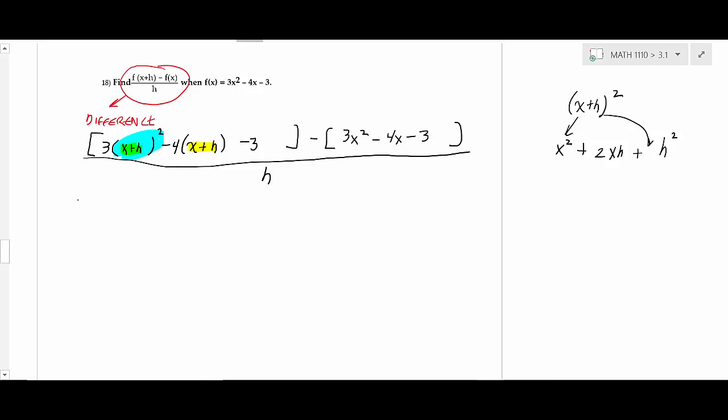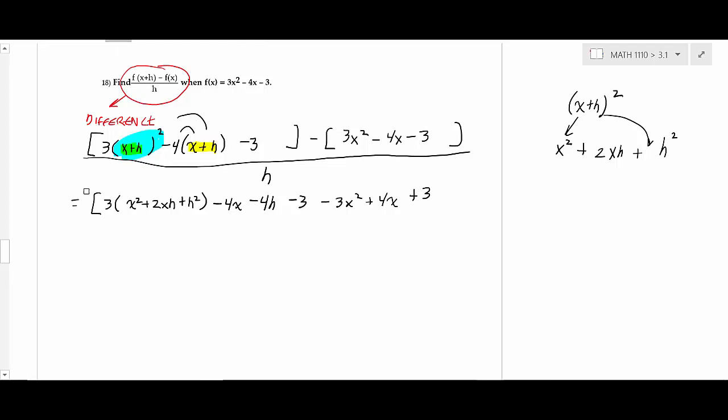So now we'll write this as 3 times x squared plus 2xh plus h squared, and then everything else you can go ahead and start distributing. That's going to be minus 4x and then minus 4h. You've got to be real careful with your signs when you do these problems. We've seen this a lot. How does that minus affect everything there? That's going to change the signs, right? You're going to have minus, plus, plus. So that's minus 3x squared plus 4x plus 3, and then this whole thing is going to be over h.